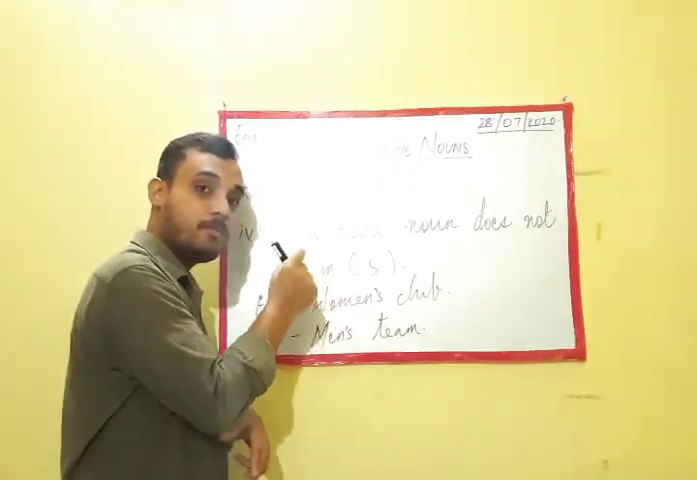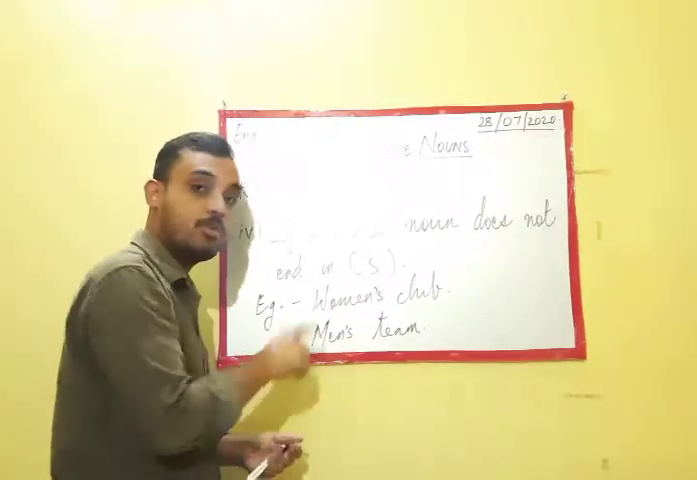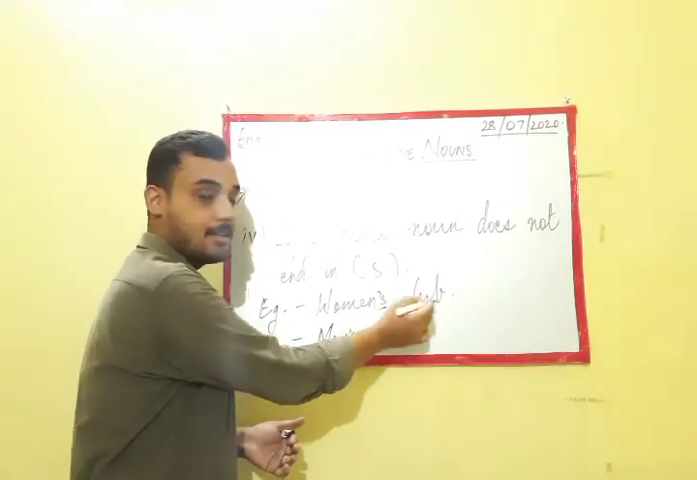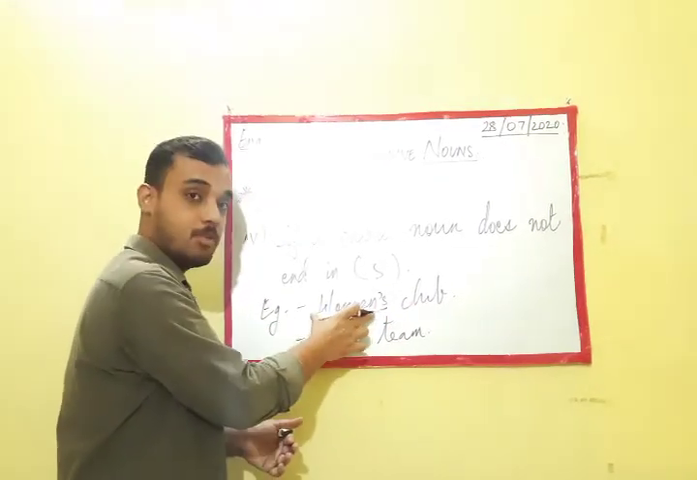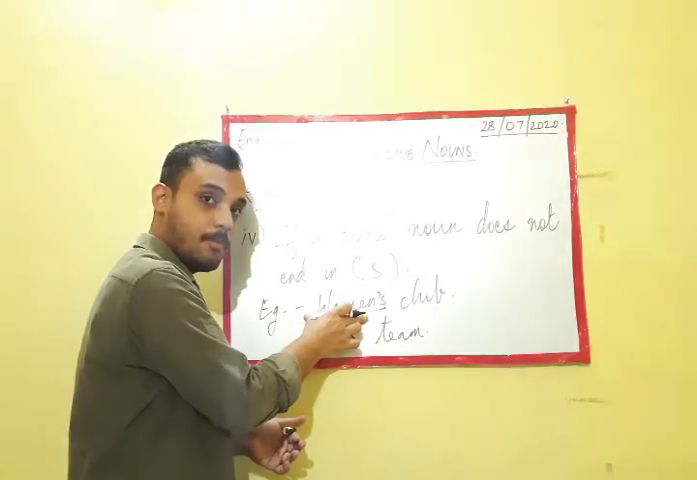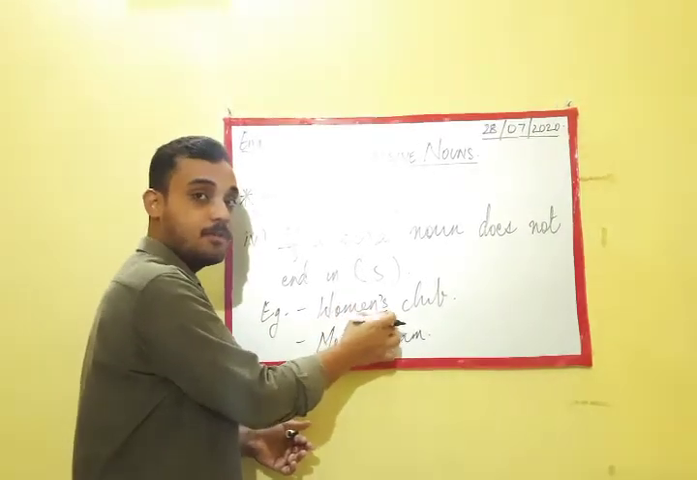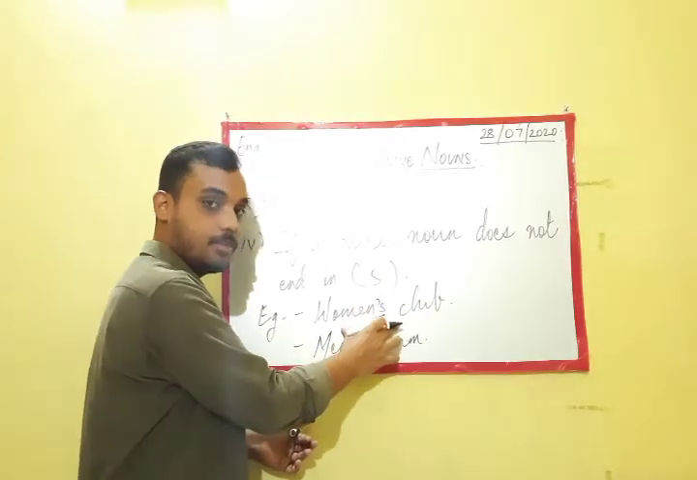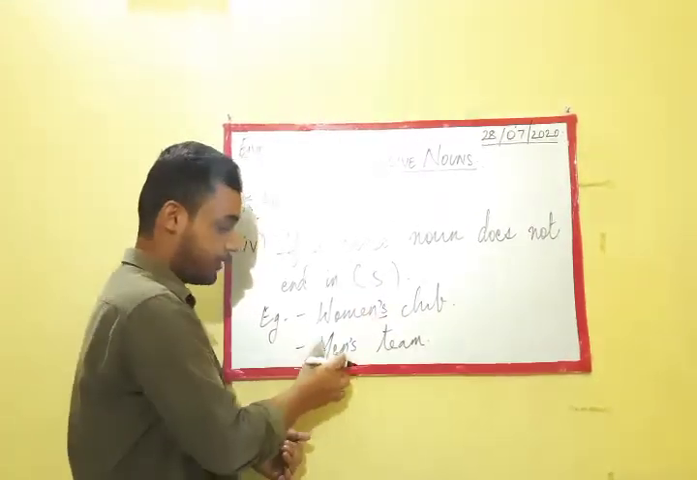But to make it a possessive noun, I have to put apostrophe s. Women's club. This is a plural noun, already plural, but not ending with the letter s. Therefore, I will put an apostrophe s to make it a possessive noun.